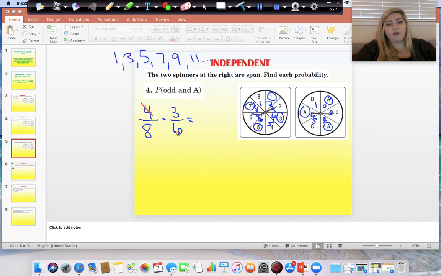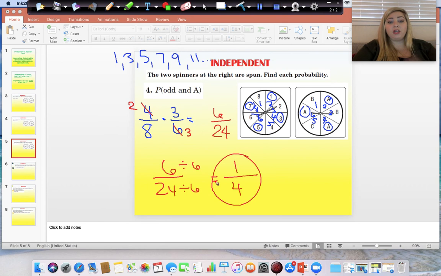We can divide both 4 and 6 by 2. 4 divided by 2 is 2, and 6 divided by 2 is 3. 2 times 3 gives us 6, and 8 times 3 gives us 24. You can still reduce 6 over 24 by dividing them both by 6. 6 divided by 6 is 1, and 24 divided by 6 is 4. So there is a 1 in 4 chance, 1/4 or 25%, of landing on an odd number and an A. Okay? If you didn't reduce this from the beginning, you would have 12 over 48, and then you could reduce from there as well.